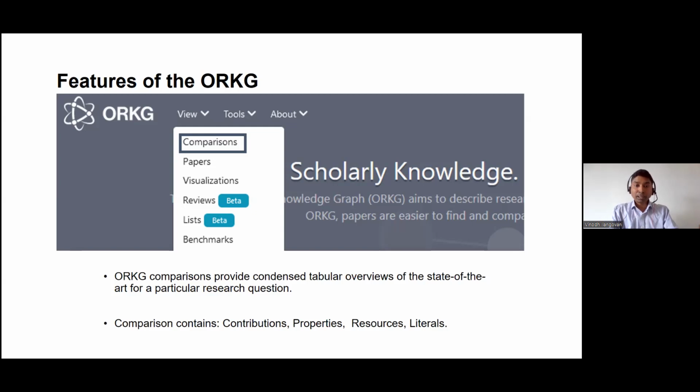And all of these comparisons contain things like contributions, properties, resources, and literals, which we use as semantic terms interoperably. Contributions are basically the machine actionable salient features you extract from the articles, and properties are those that can be referred back as resources, and the literals are those values that you extract from these articles. So if you have a value that is measured, that literal can be represented in the knowledge graph.